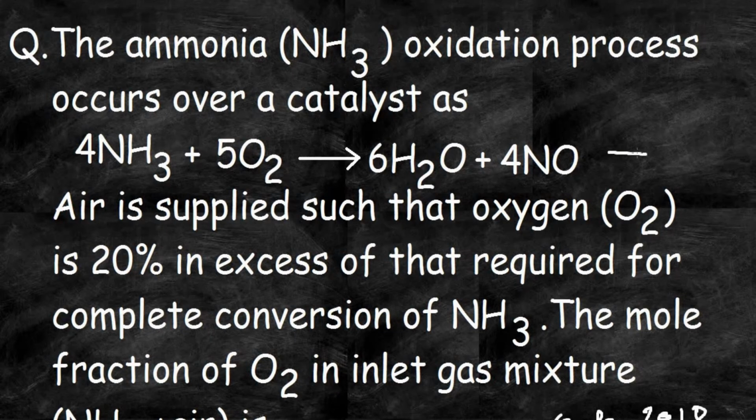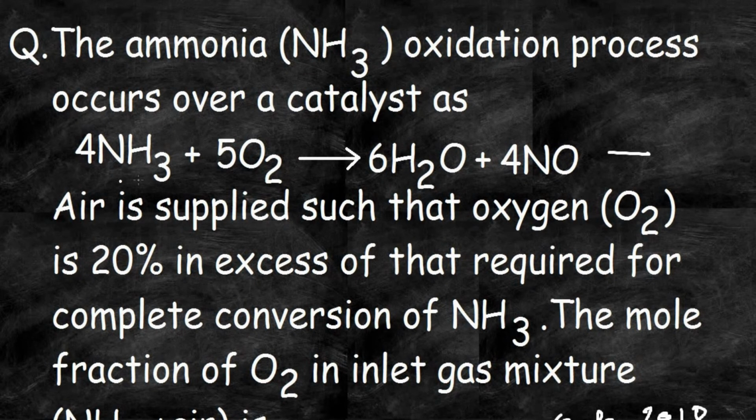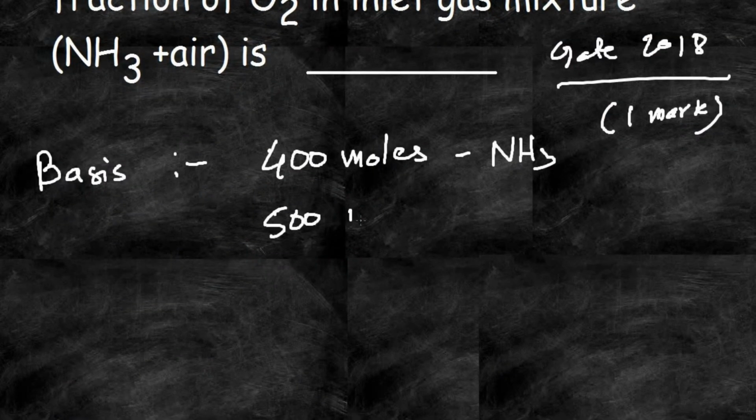So if you see this reaction, what it states is for 4 moles of ammonia we require 5 moles of oxygen. So now we will take a basis of 400 moles of ammonia. Now with 400 moles of ammonia, what is the theoretical oxygen which is needed? The theoretical oxygen needed for complete conversion of 400 moles of ammonia will be 500 moles of oxygen, because 4 moles of ammonia require 5 moles of O2.